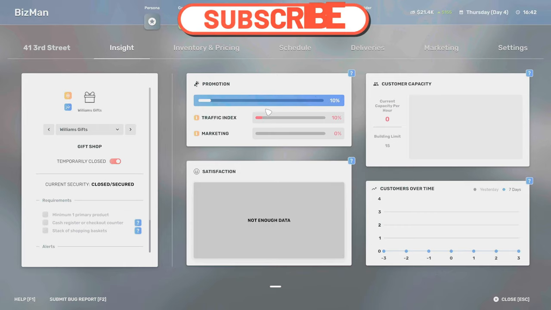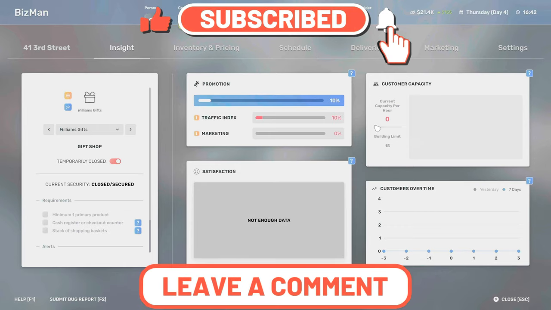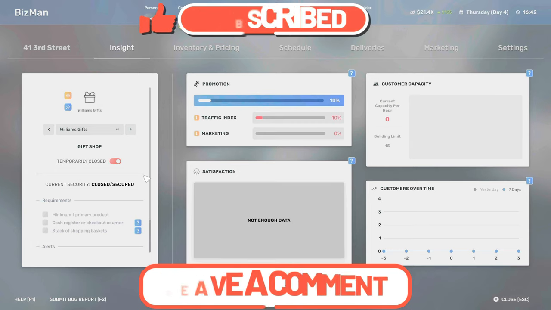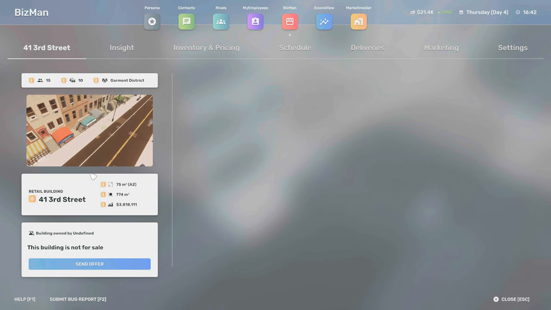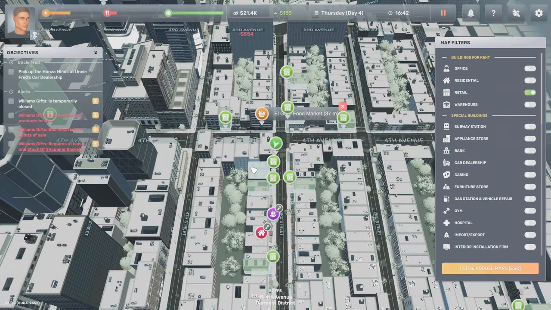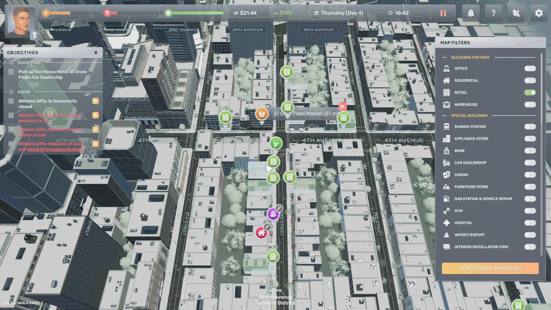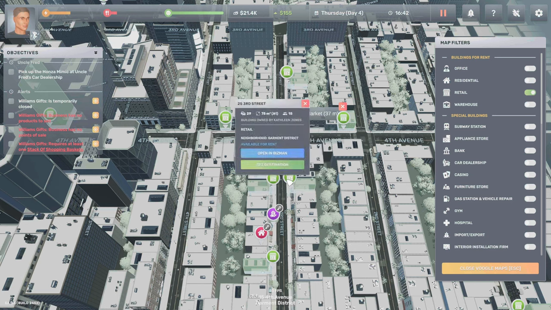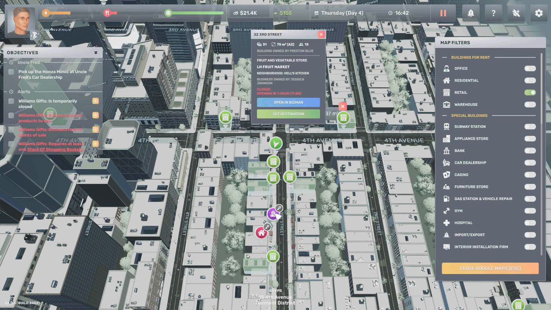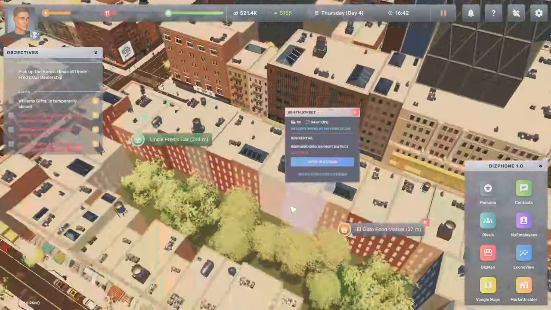Start the business. Hey, we got only 10% satisfaction. Customer capacity is 0. The building limit is 15. Right, we have a 15 customer capacity limit with a traffic of 10, which is not ideal. I have to be honest. What would this one be? Traffic of 19, traffic of 29. Should have looked at before, but hey.